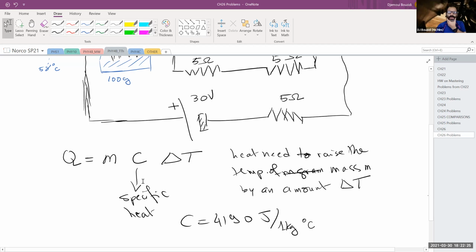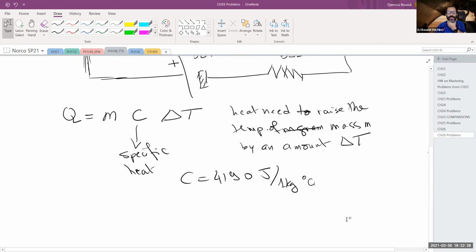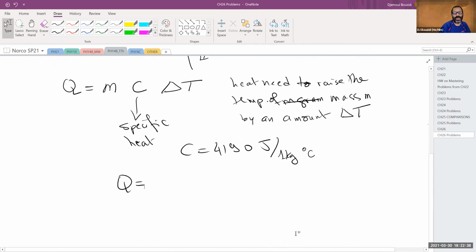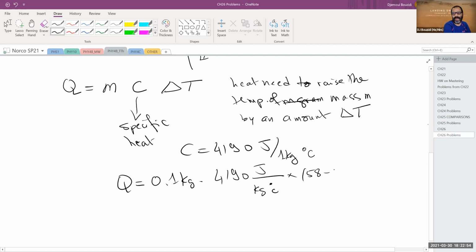Now, I want to go through this one. So I know how much energy is really needed. So I need this much of heat. So I can compute the heat, which is simply equal to Q. I know the mass is 100 grams. That's what they told us. The amount of water is 100 grams, which is 0.1 kilogram. So it's 0.1 kilogram times the specific heat of water, 4,190 joules per kilogram per degree Celsius. And the difference in temperature is 58 minus 10, which is 48 degrees Celsius. So the degree Celsius and degree Celsius cancel, the kilogram cancels the kilogram.